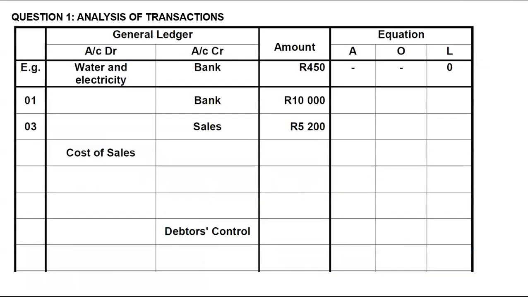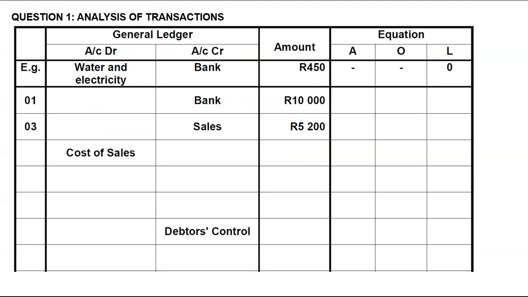To enter it, you debit water and electricity, you credit bank. The amount will be 450, and under assets you'll have minus, and under owner's equity you'll have minus. The reason why we have minus under assets is because bank is going down, and we have minus under owner's equity because water and electricity is an expense, and an expense will reduce your owner's equity.